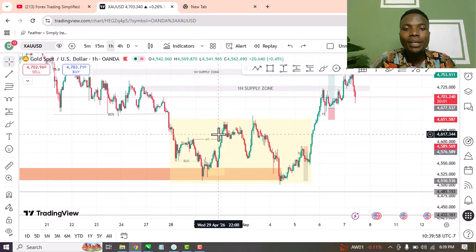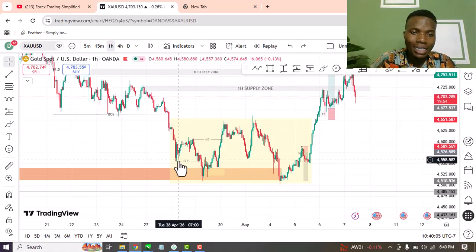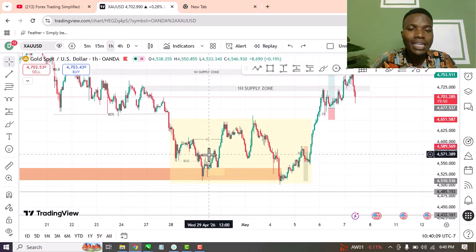Whenever you see price breaking previous lower highs, it simply means that price is shifting from selling to buying. That is the understanding. Price is shifting from selling to buying.